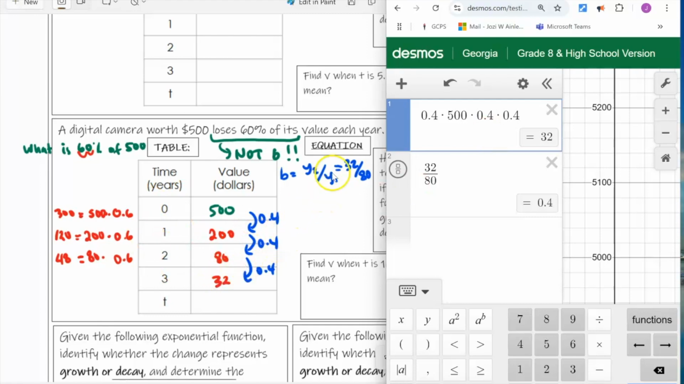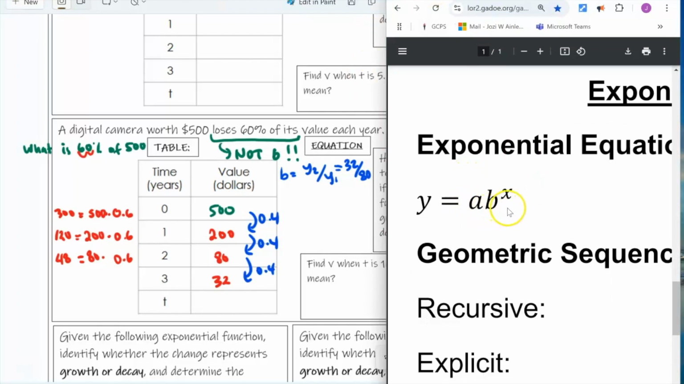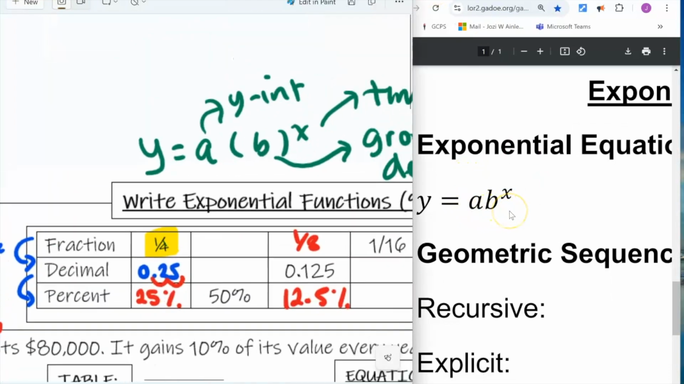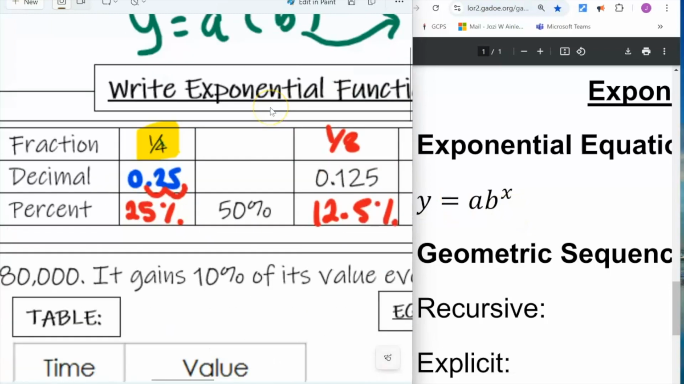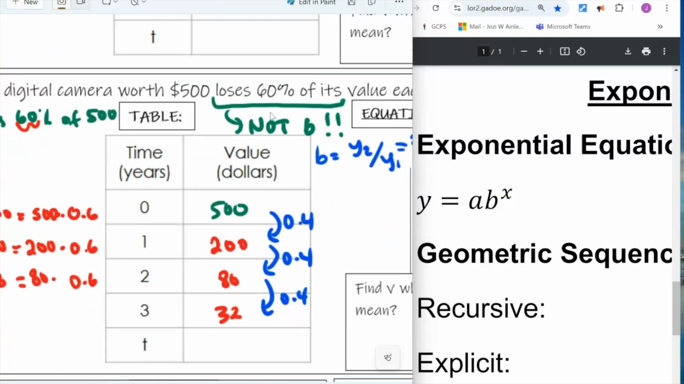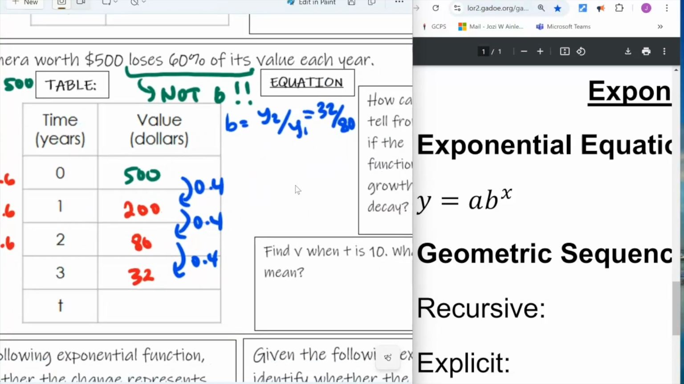Now, here's my question. So b is 32 divided by 80, which gives me my 0.4. Let me finish writing my equation. So that's my b. What else do I need to write my equation? Well, remember, we have y equals a b to the x. I got my b. I also need my a, which is my y-intercept or my start. So what is my start according to the table? My start is always when x equals 0. So my a is 500.